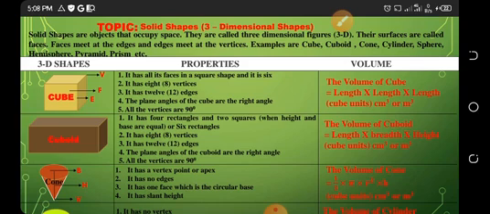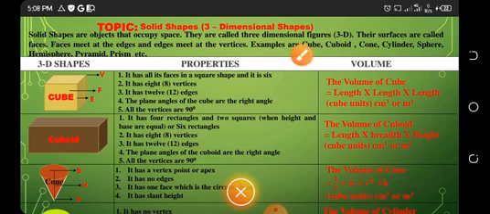And what are solid shapes? Solid shapes are objects that occupy space. Underline the words occupy space. They are called three-dimensional figures, 3D. Their surfaces are called faces. Faces meet at the edges, and the edges meet at the vertices.